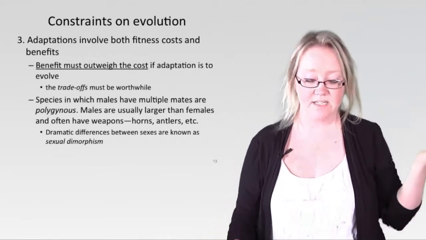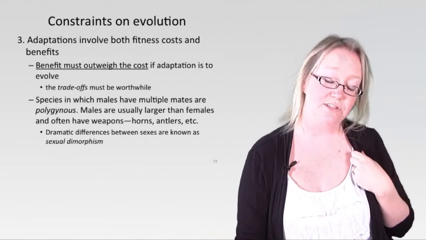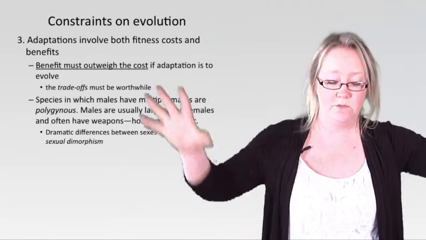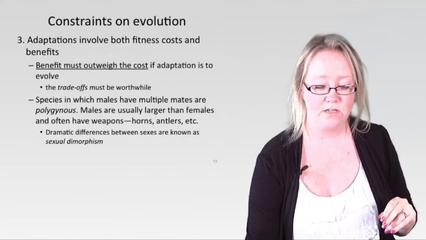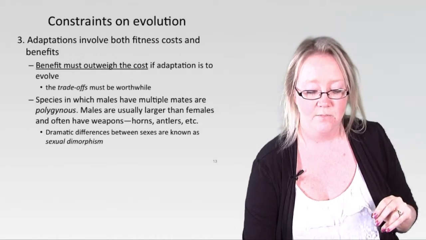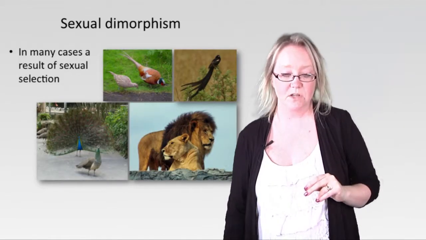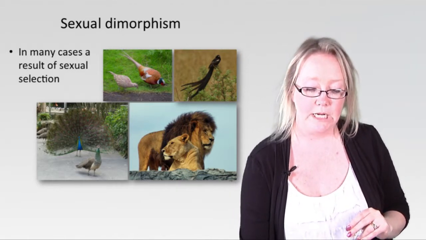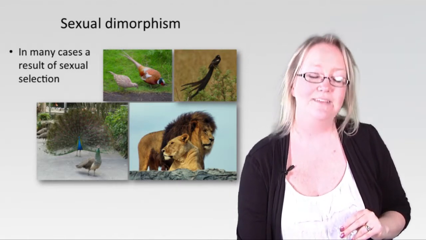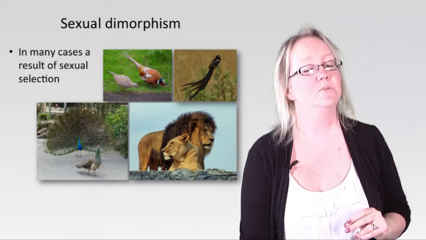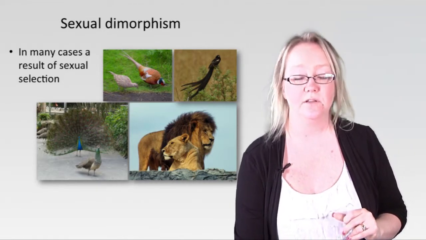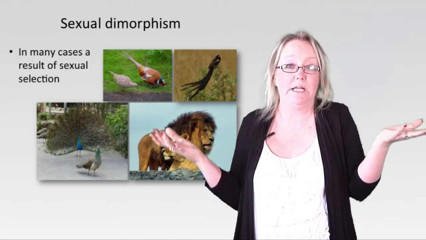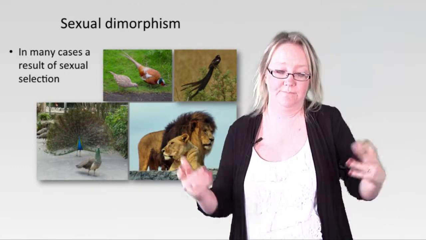So dramatic differences between sexes are known as sexual dimorphism, where you have the male looking very, very different from the female. And I'm sure that we can all think of examples of that. But here are a couple. So you have pheasants here, pretty colors, long tails, very drab female, particularly in birds. Females often look very drab. And as I said, it's because they're choosy. They don't have to look pretty because they get to pick.